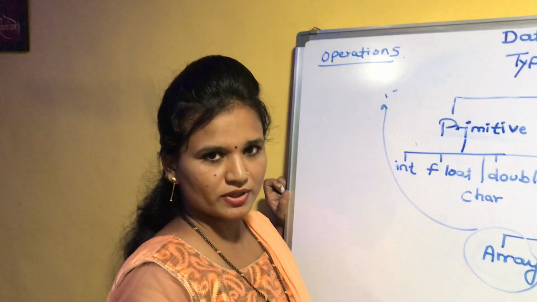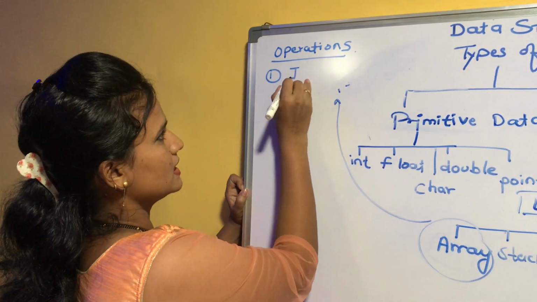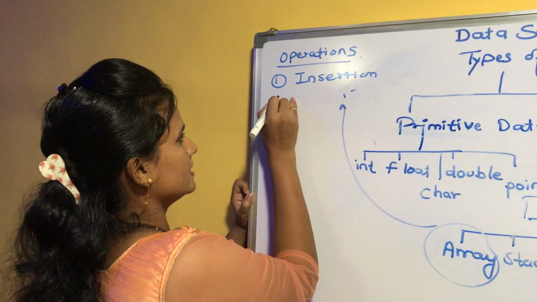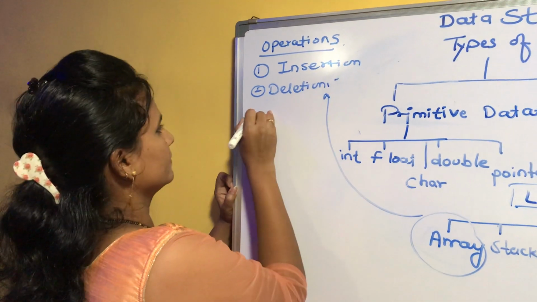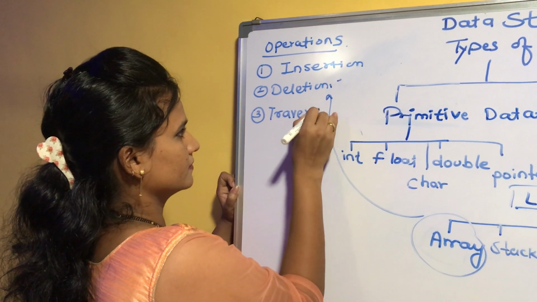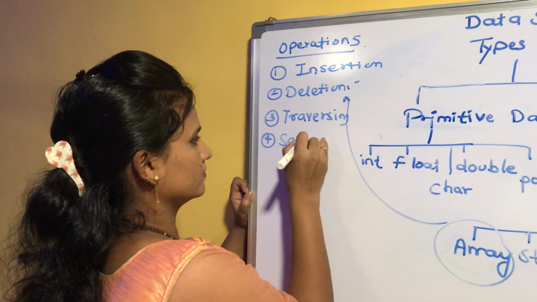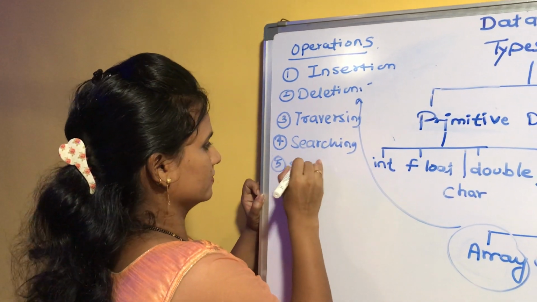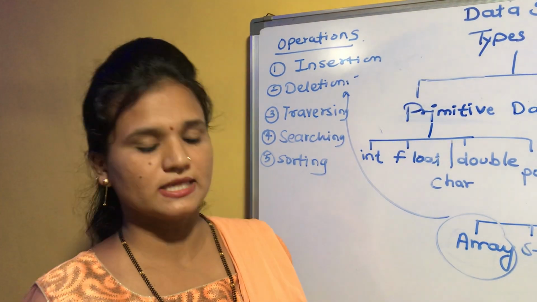These are the basic operations that we can perform on data structure. Okay, the first is insertion, second is deletion, third is traversing, fourth is searching, and the fifth one is sorting. Okay, the first is insertion.